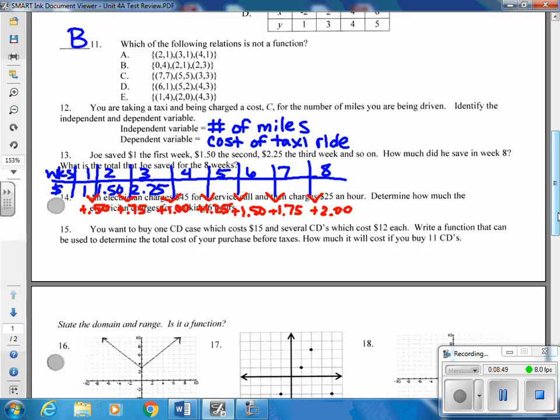All right, so for week 4, if I'm adding $1, I'm now going to be at $3.25. For week 5, if I'm adding $1.25, I'm going to be at $4.50. For week 6, if I'm adding $1.50, I'm going to be at $6. For week 7, I'm adding $1.75, so I'm going to be at $7.75. And on week 8, when I add $2, I'm going to be at $9.75. So for the first question, how much did he save in week 8? The answer for week 8 is $9.75.